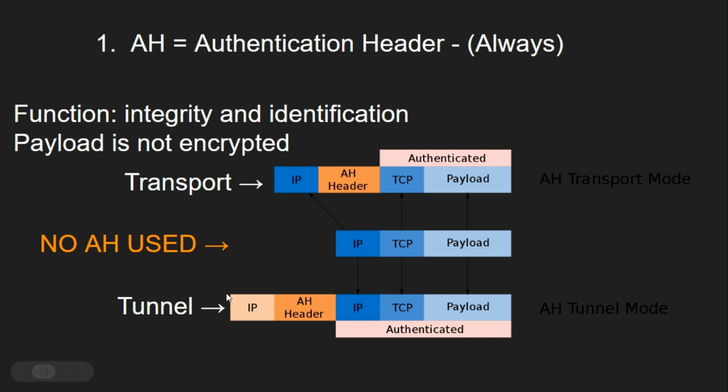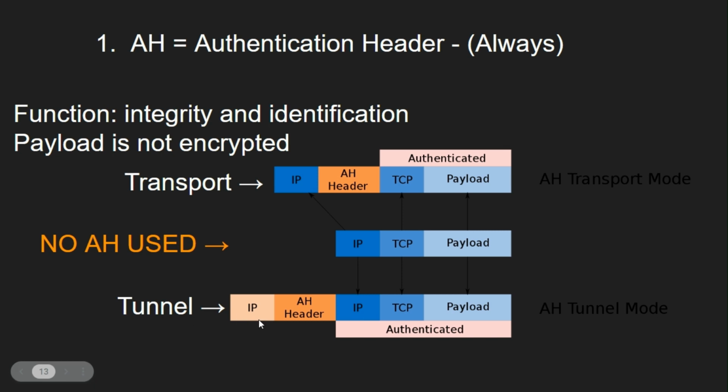Now you have two different modes to produce the authentication header. You have what is called transport mode, and you have what is called tunnel mode. The best way I like to think about transport, guys, is no additional header. And I know what you're saying: hey, there's an authentication header here. But what I mean is that you're not adding an additional IP header.